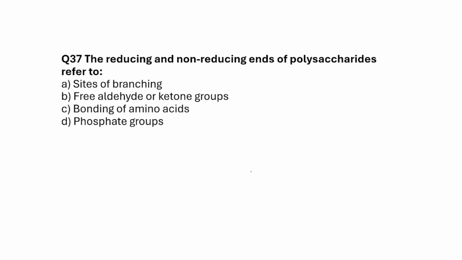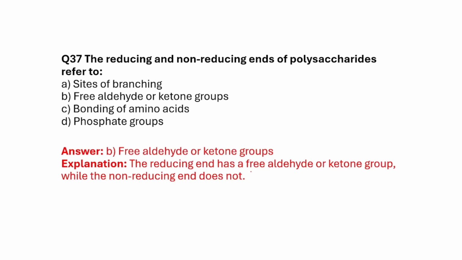The reducing and non-reducing ends of a polysaccharide refer to sites of branching, free aldehydic or ketonic groups, bonding of amino acids, phosphate groups. So, free aldehydic or ketonic groups. If one end has a free aldehydic or ketonic group, that end is called a reducing end. And if the end does not have that, then it is called a non-reducing end. Why? Because this end can get oxidized and in turn reduce the other compound.